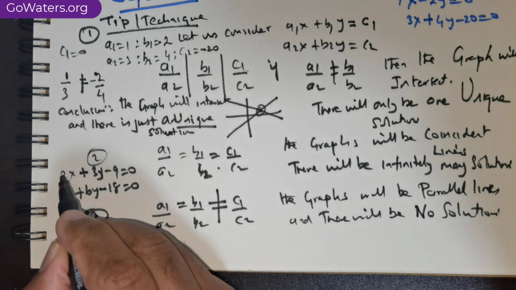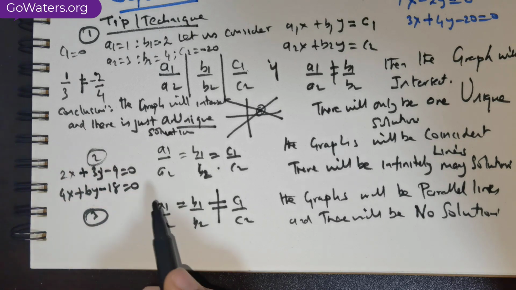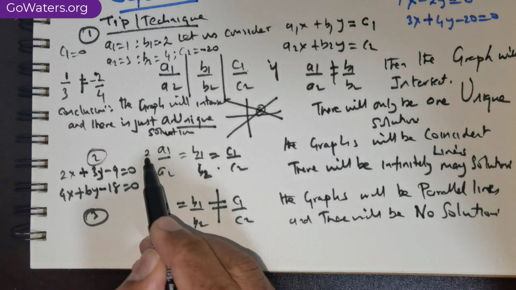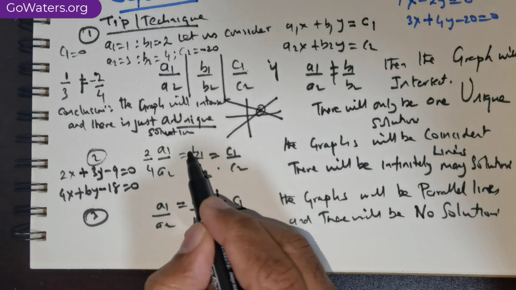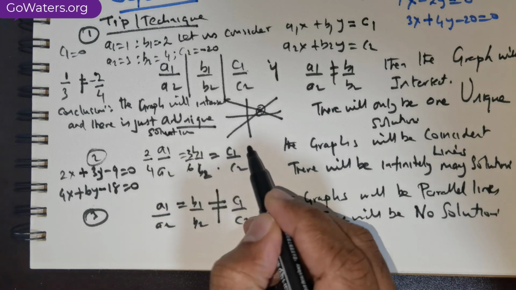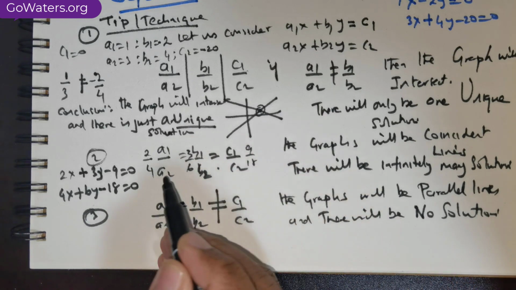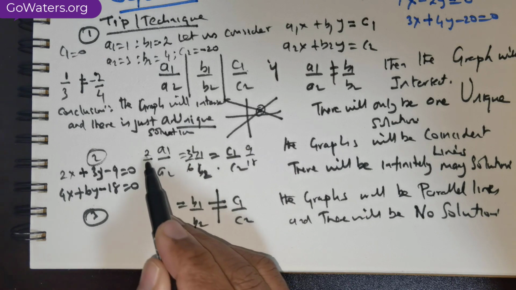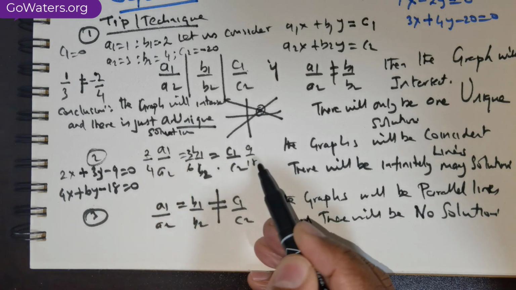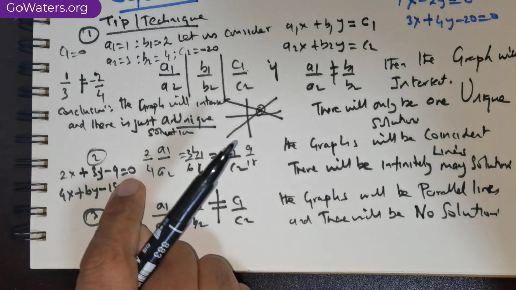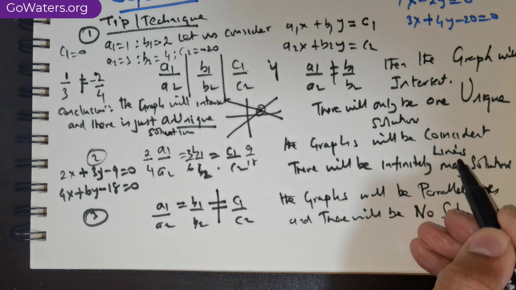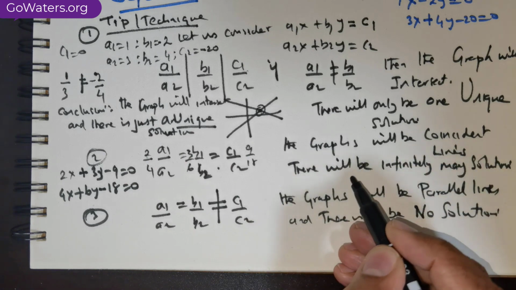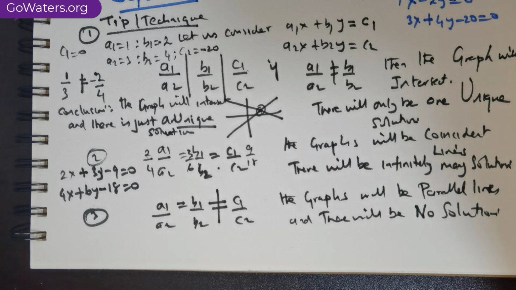Now find out what is A1 over A2. Can you find out A1 over A2? I'm going to write it down here. A1 over A2 is 2 divided by 4, and B1 over B2 is 3 divided by 6, and C1 over C2 is 9 divided by 18. Now are they all equal? 2 divided by 4 is 1 over 2, 3 divided by 6 is 1 over 2, 9 divided by 18 is 1 over 2. You see that? All these ratios are equal. So that would mean the graphs will be coincident and they will have infinitely many solutions. So this is the conclusion that you will have to state.